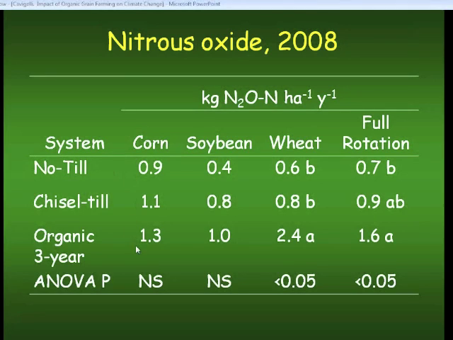This is, again, the same data for the corn here, and then if we look at soybeans, we found no significant differences in these three systems, but we did find quite a bit more N2O being emitted during the wheat phase of the rotation for the three-year organic system than in these two conventional systems. When we looked at the average for this full rotation, that meant our organic system was emitting more N2O than our no-till system in 2008. Again, this is one year of data only. We haven't summarized our 2010 data for these other crops yet.